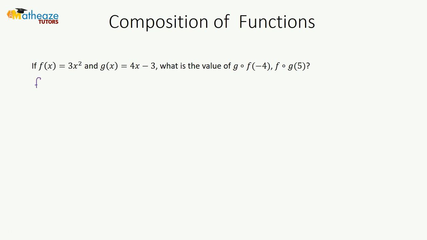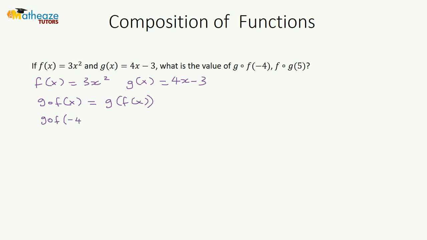So f of x is 3x squared. g of x is 4x minus 3. So g o f of x is going to be g of f of x. So g o f of negative 4 is g of f of negative 4.